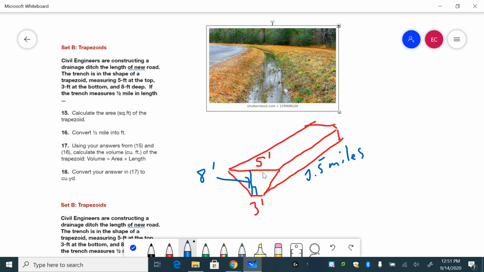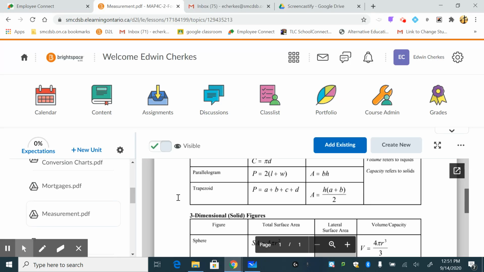So that's this part right here. If you look at just the face of it, that's a 2D trapezoid. And by multiplying it with the length here, or the depth, you make it into a 3D model. So first you're going to work with just the front here. So 15 says calculate the area of the trapezoid. So that's just the front right here. So make sure you go to your formula package and go to the measurement section, and then go to trapezoid, and area equals h bracket a plus b, so the top is the a, the b is the bottom, then divided by 2.